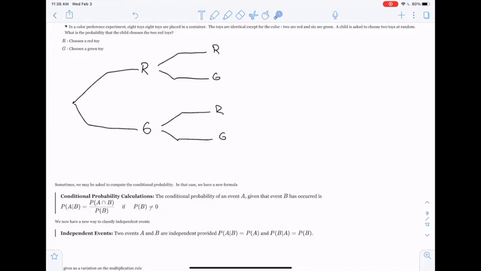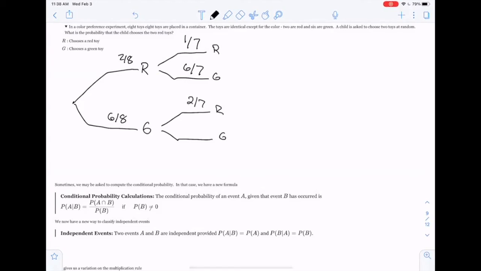So with their first choice, right here, what is the probability that they choose a red toy? Well, at this point, it is 2/8. There are 2 red toys out of the 8. The probability that they've selected a green toy is 6 out of 8. In the next stage, once they've made a choice, what is the probability now that they've selected a red toy again? Well, now there is 1 red toy out of 7 total toys. What is the probability they've selected a green toy if they've selected a red toy first? There's still 6 green toys, but now there's 7 toys to choose from.